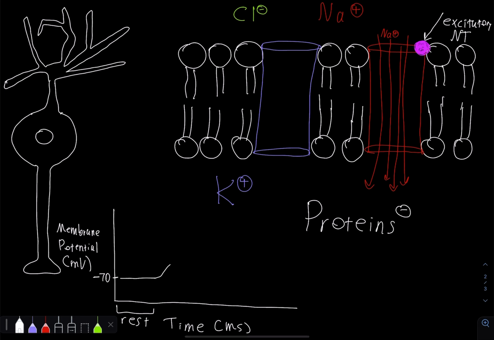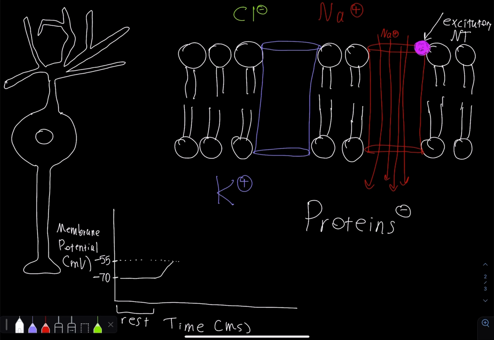Right? It will go up. Now, if it goes up enough, if it goes up to negative 55, that is generally the threshold for neurons for firing. So once it hits negative 55, what will happen is that a lot of other sodium channels are also going to open. So the way in which this happens is this.